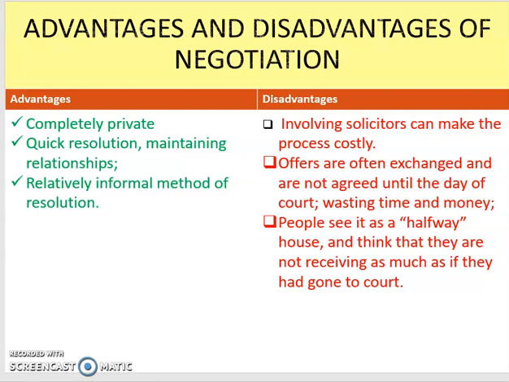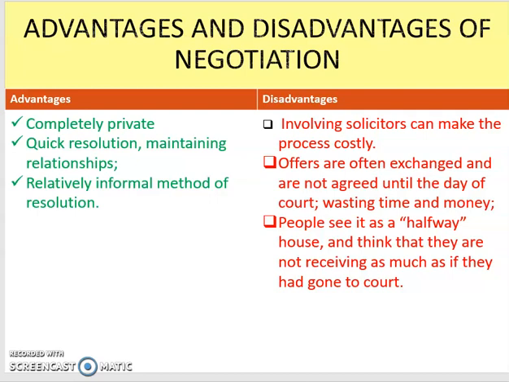If you recall, negotiation is the simplest form of ADR because this involves the parties trying to resolve their dispute directly together. Now, key advantages of that are that it is completely private. So if it's just the two of you negotiating, you don't have to worry about being embarrassed about things you've said or emails. It's all kept between the parties. So that can be advantageous.